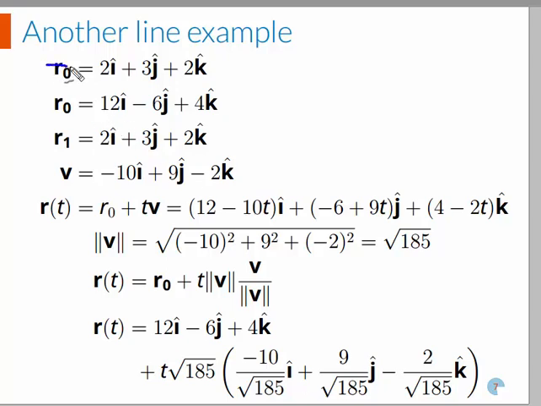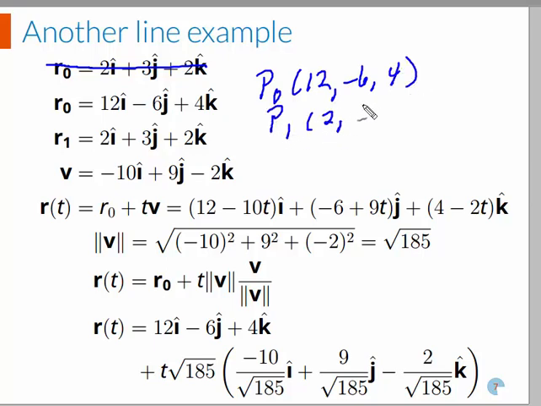We'll keep eliminating it until it's not going to go away. Okay, so what's P naught? It was 12, minus 6, and 4. And we can read off the coordinates for P1 here from R1: 3, 2, and 3. Now from those we construct the V by subtraction. And this is the equation for the line in the usual form.